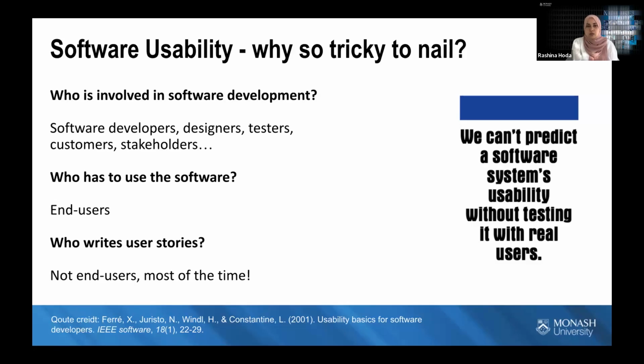So here's a quote from the Usability Basics for Software Developers article, which is an IEEE article. And it says, we can't predict a software system's usability without testing it with real users. So ultimately, when you go out in the industry, if you have the opportunity, or if you can possibly make the opportunity to have real users test your system, there's nothing like it, right?